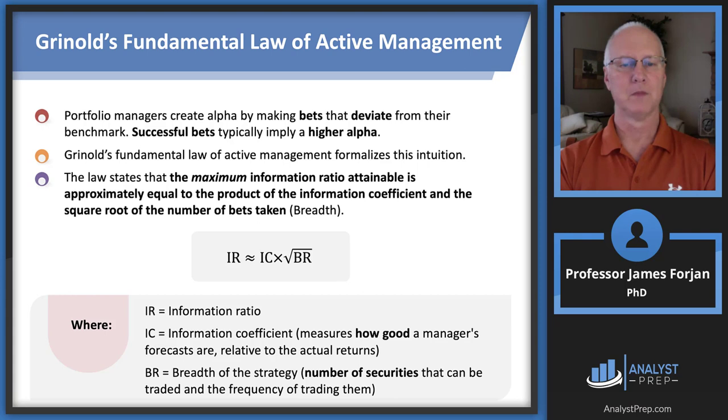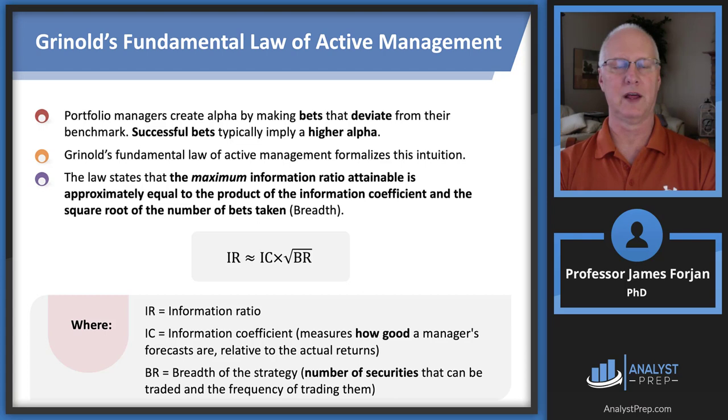And so this guy came up with this approximation, and look at that third purple circle point. It's the maximum information ratio attainable, approximately equal to the product of an information coefficient and the square root of the number of bets taken. So it's information coefficient and the breadth. All right, so look at the definitions at the bottom. Information coefficient measures how good a manager's forecasts are relative to the actual returns. And breadth is the number of securities that can be traded and the frequency of trading them.